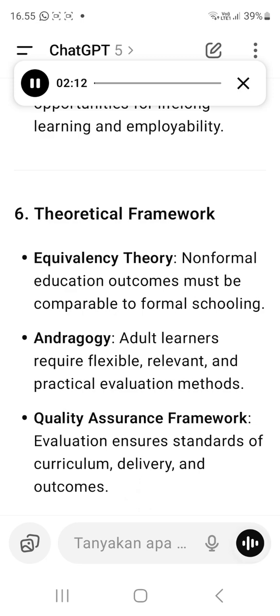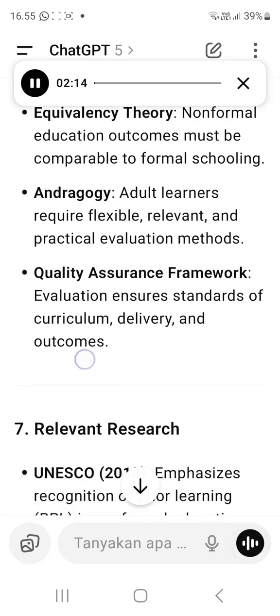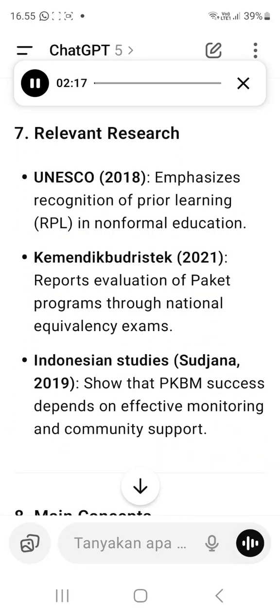7. Relevant research. UNESCO 2018 emphasizes recognition of prior learning, RPL, in non-formal education. Kemendikbudristek reports evaluation of Packet programs through national equivalency exams. Indonesian studies, Sujana 2019, show that PKBM success depends on effective monitoring and community support.